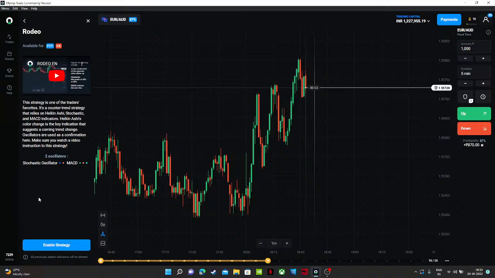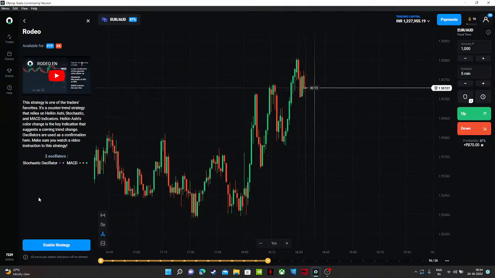Whenever the Heikin-Ashi candle changes its color, it is one of the key indicators that suggests a coming trend change. For example, whenever the Heikin-Ashi candle changes its color after a long ongoing trend, whether it is an upward trend or a downtrend, it is a signal that the price might change its direction now. Oscillators are used as a confirmation here. You can also watch the short video later to revise the strategy which we are going to learn today.